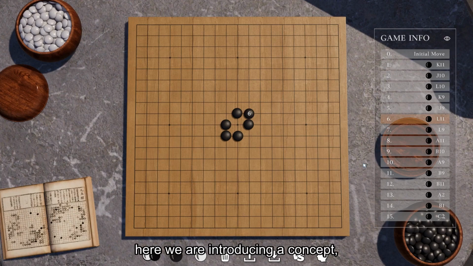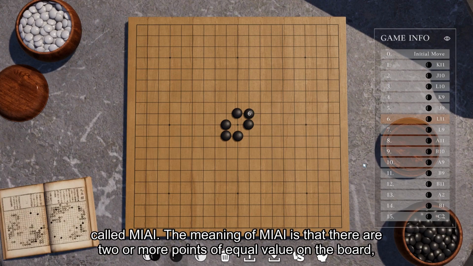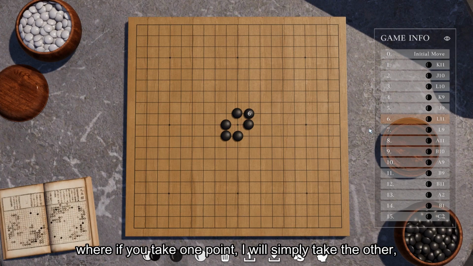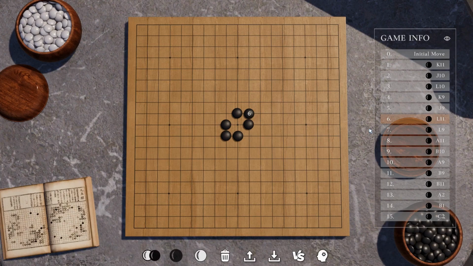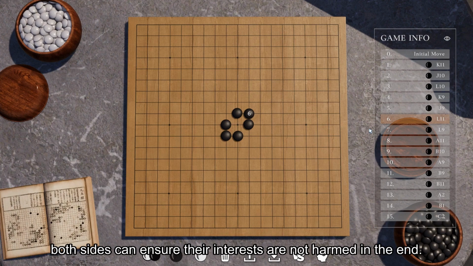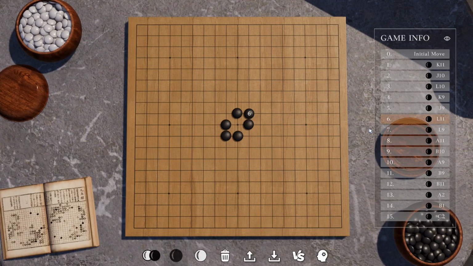Here, we are introducing a concept called miai. The meaning of miai is that there are two or more points of equal value on the board, where if you take one point, I will simply take the other. And no matter who plays first, both sides can ensure their interests are not harmed in the end. According to a common saying, you are bound to get one of the two. That is the meaning of miai.